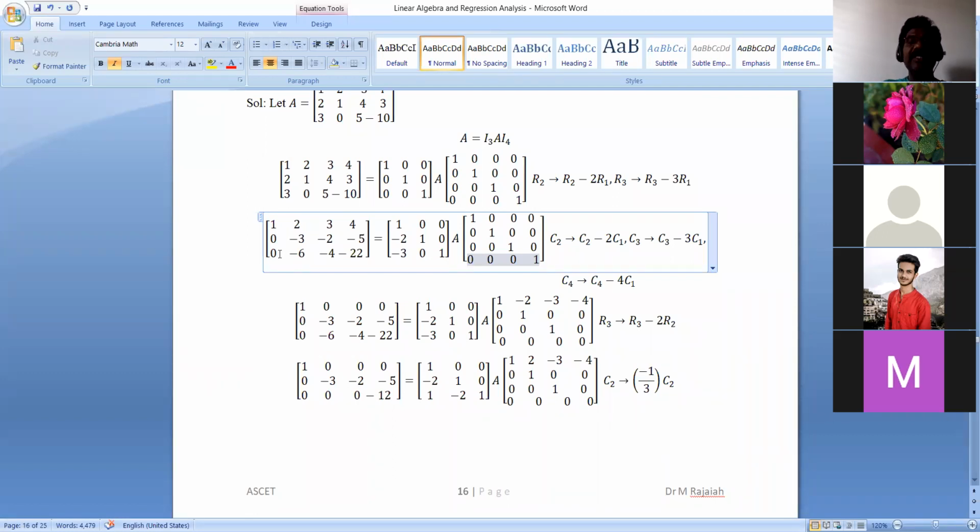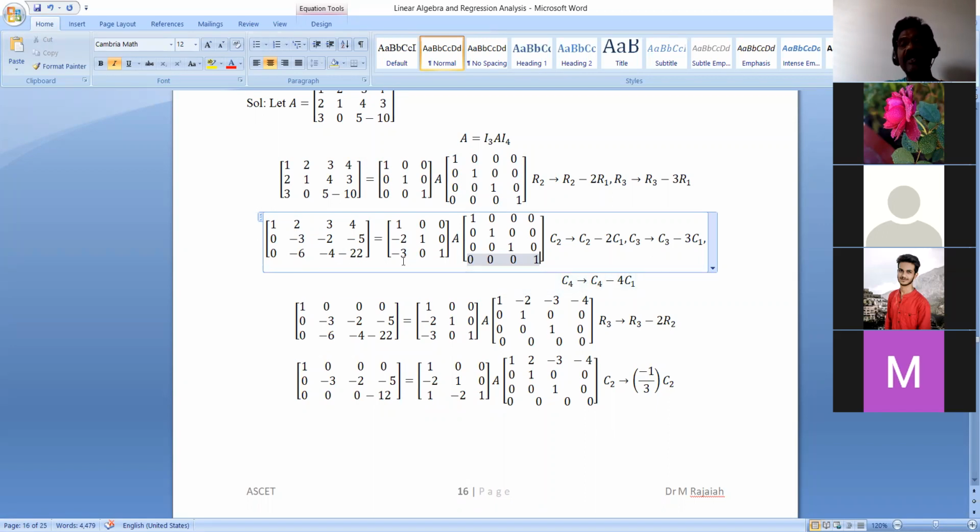That is, first entry is 0. 0 minus 2 into 3, that is minus 6. Next, 5 minus 3 into 3, that is 5 minus 9, which is minus 4. Minus 10 minus 3 into 4, that is minus 12. Minus 10 minus 12 is minus 22.